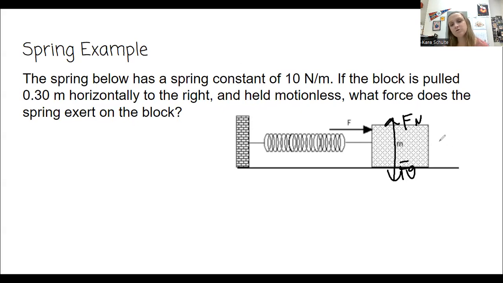And if there's an applied force to the right, we know there's going to be a force this way because something is pulling it to the right. And we're going to have a spring force this way. Now, these are at rest. So we know that our applied force is going to be equal to our spring force.